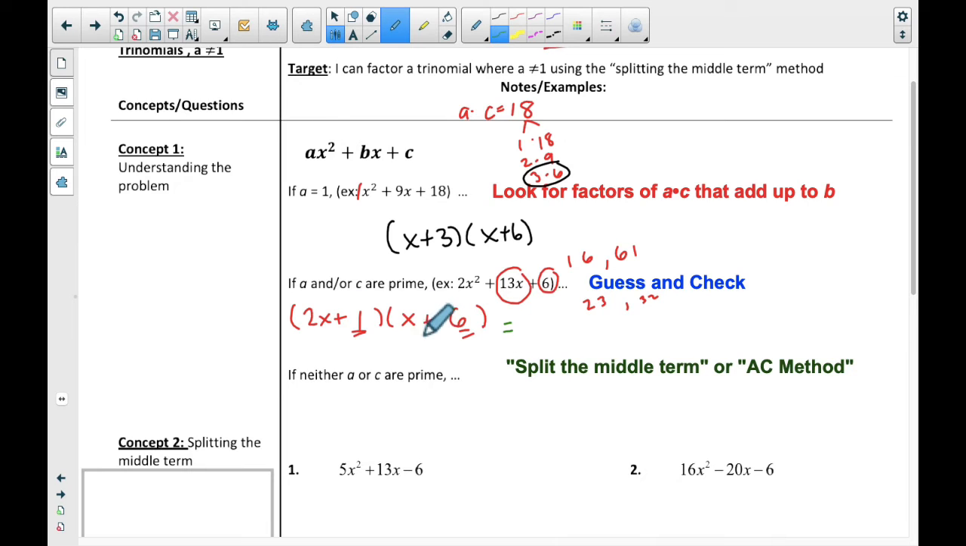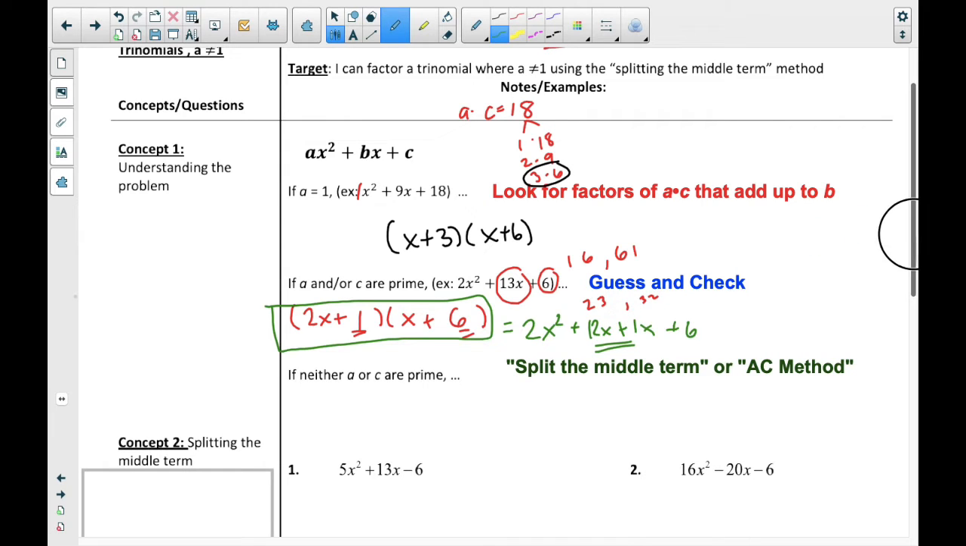So this now is 2x squared. That's a 12x. That's a 1x. So let me write this down. I have 2x squared plus 12x plus 1x plus 6. Now that is 13x. This is the correct answer. So when we have a prime number, we can do guess and check. It's not too difficult because if a is prime, we just have to do our guessing and checking with c.